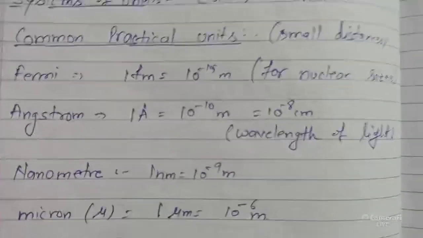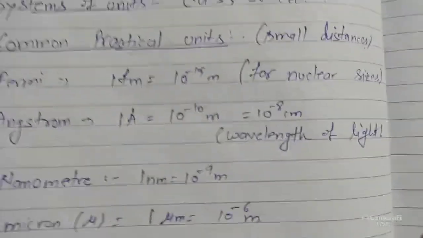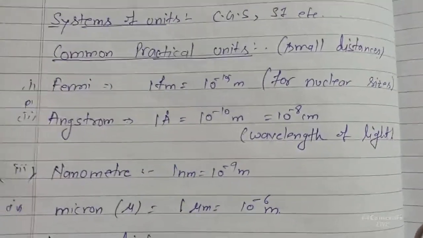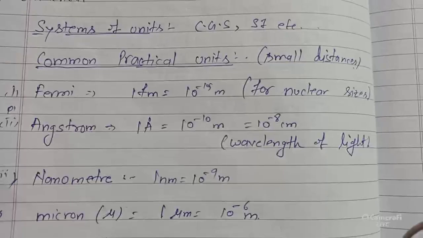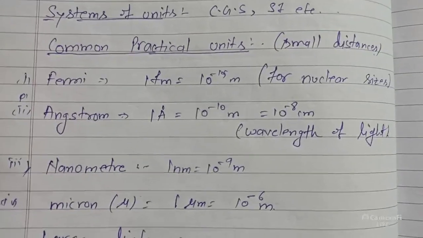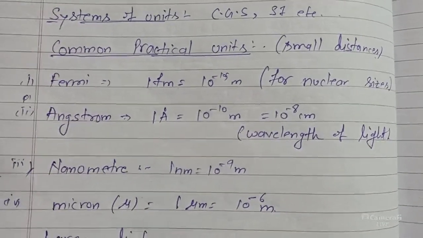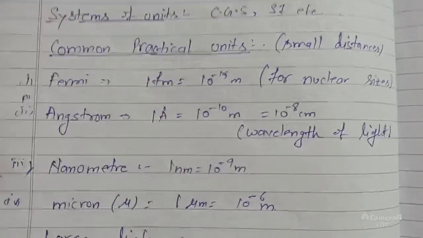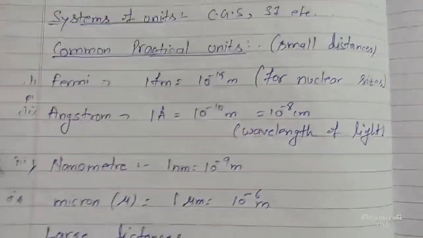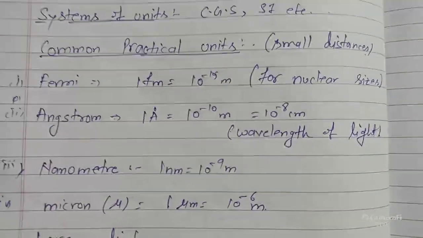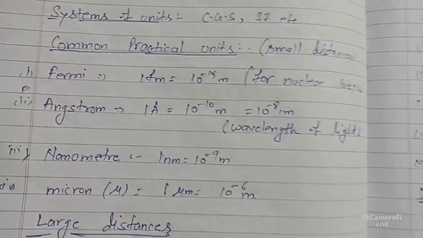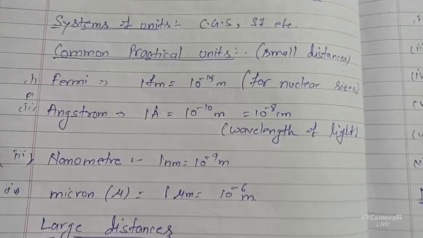But there are also some common practical units for small distances. Suppose you are finding the distance between two atoms. The radius of an atom is very small, so we cannot express it in millimeter, centimeter or decimeter, because these are large units for it. Centimeter and millimeter are smaller units, but the radius of atoms is even smaller. So if you want to find their sizes, what common practical units can we use? Number one is Fermi. Fermi is also a unit of length. The value of one Fermi is 10 to the power minus 15.